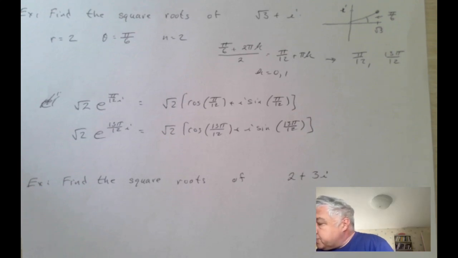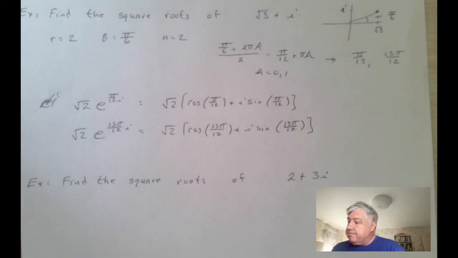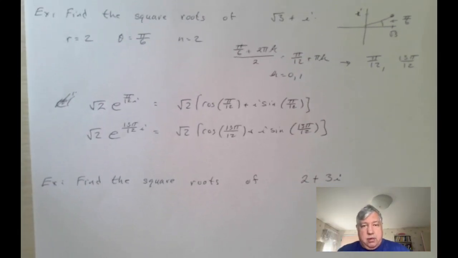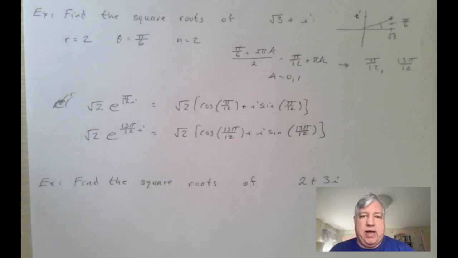So that's how we get that. Now, we're able to find out what the exact value of cosine of pi over 12 is, but we're not going to worry about that right now.